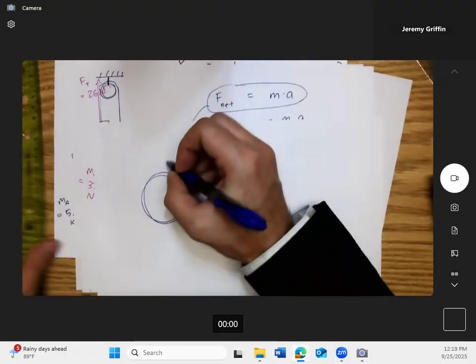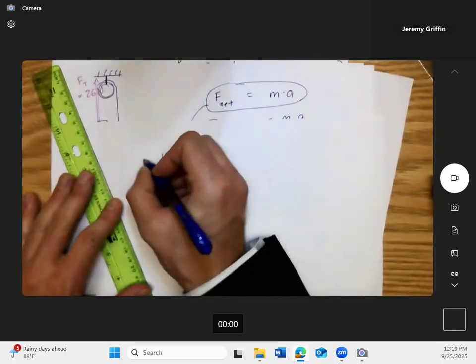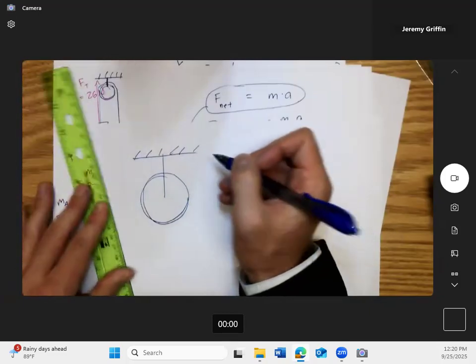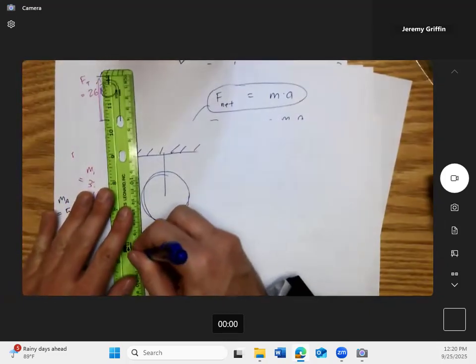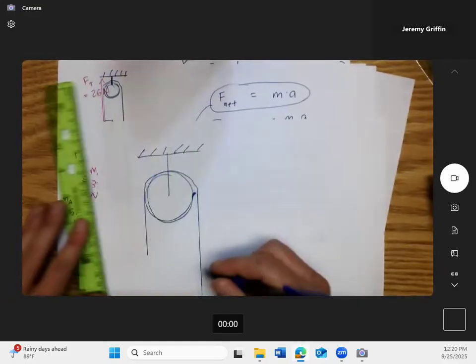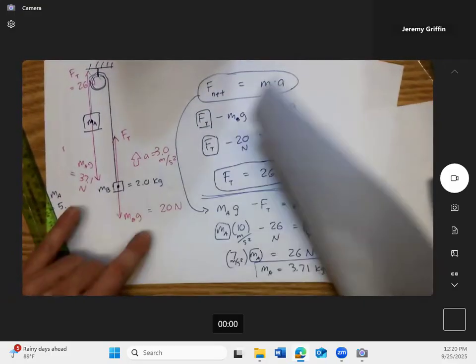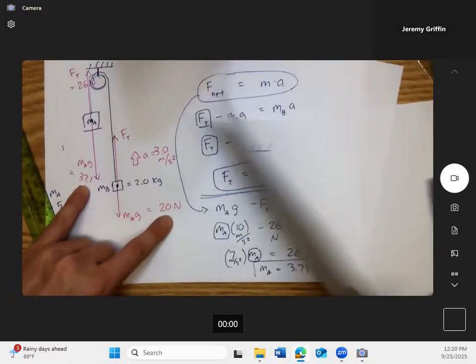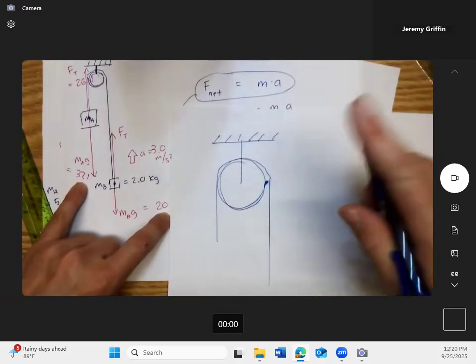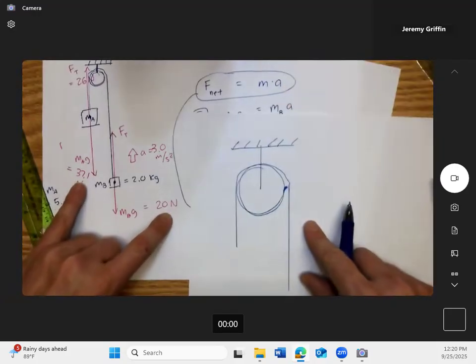I'm going to take this pulley up here and blow this up. Look at this. Yes, it has a string where it's attached to the ceiling, or maybe the other day you were holding it in place. I wonder what tension you would have felt. If you had held this at rest, it would feel like the weight, which is 37 plus 20. It would feel like 57 newtons holding it at rest. But this is not at rest, so it's actually going to be less than 57 newtons.